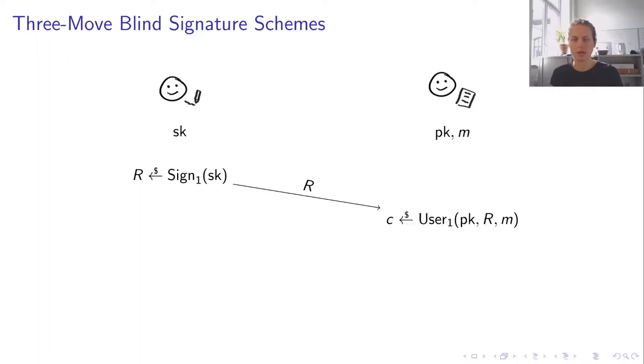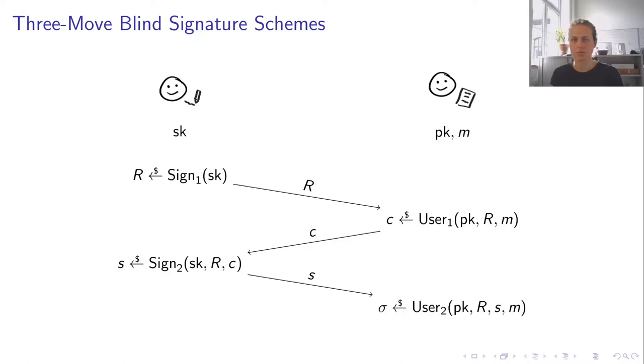First, I would like to explain what is a three-move blind signature scheme. In a three-move blind signature scheme, we have two parties, a signer and a user, and the signer has a secret key, whereas the user has the corresponding public key and a message M that he would like to have signed. The signer first computes a commitment R and sends it to the user. Then the user gets to choose a challenge C and sends it back to the signer. The signer then generates a response S, and this allows the user to compute a signature that is valid for the message M under the public key of the signer.